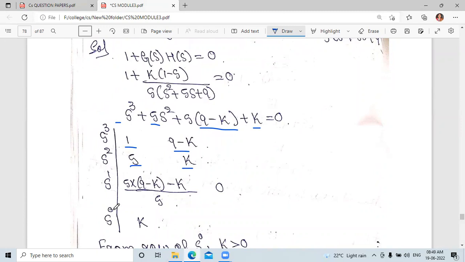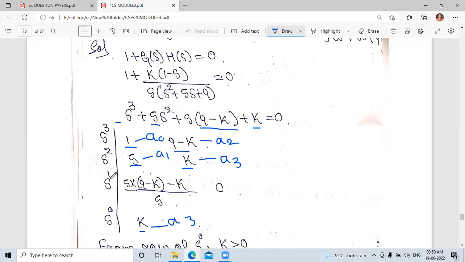So for s to the power of 0, the value is a3 again. This value is a3, this value is a2, this is a0, this is a1, and this value is a3.